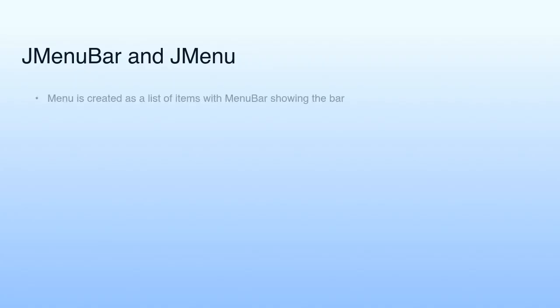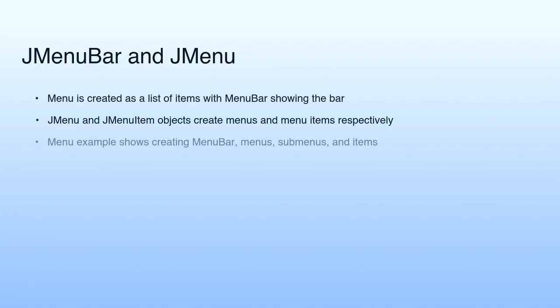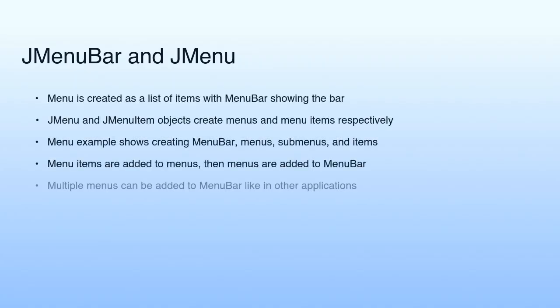Menus are an essential component of GUI applications, consisting of a menu bar that displays a list of menus and their corresponding menu items. In this example, the creation of a menu bar, menus, submenus, and menu items is demonstrated. JMenu and JMenuItem objects are used to create menus and menu items respectively. Menu items are added to menus, and then those menus are added to the menu bar. Multiple menus can be added to the menu bar, just like in other applications.